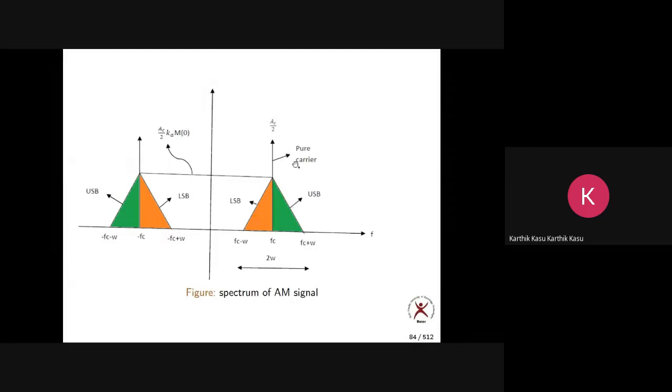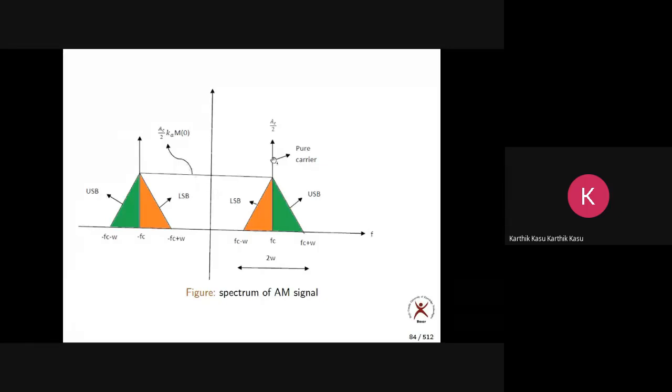Now if you take the mirror image, what happens? Imagine you're taking the reflection here. This comes here, but with negative frequency. Please remember: FC becomes minus FC, so FC minus W becomes minus FC plus W. This is the spectrum in the negative frequency, and that is the spectrum in the positive frequency. Both have to be symmetric, or they are mirror images of each other.